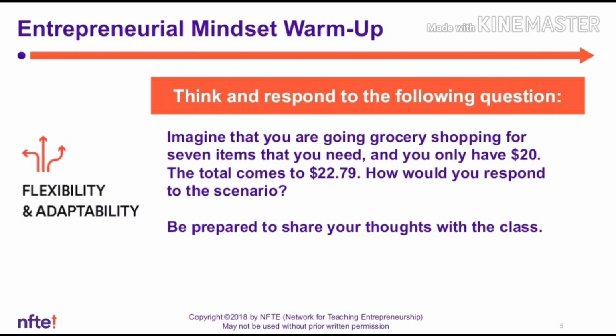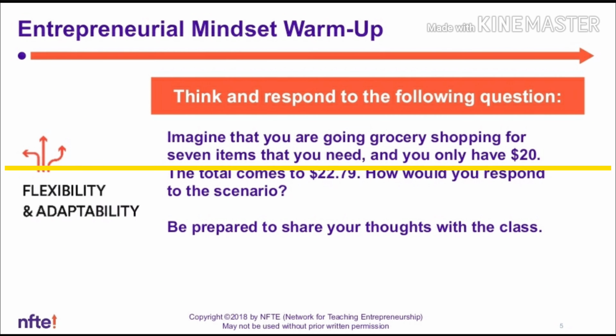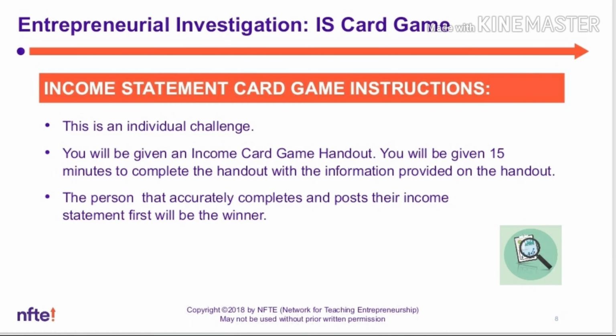Before we begin the investigation, let's do our entrepreneurial mindset warm up. Here it is. Imagine that you are going grocery shopping for 7 items that you need, and you only have $20. The total comes to $22.79. How would you respond to this scenario? Think about it. Think about being flexible and adaptive. Be prepared to share your thoughts with us. Thanks so much for sharing, everyone.